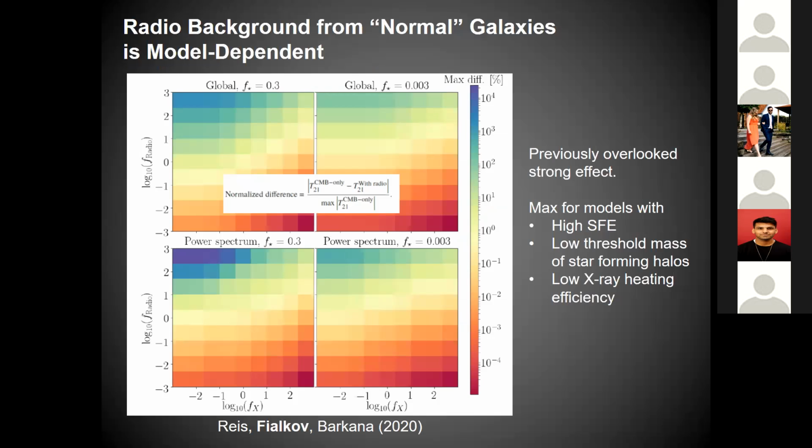So we varied the properties of sources and looked at what kind of populations can have important implications for this by imprinting extra radio signals. And the models in which the signatures are high have high star formation efficiencies, low minimum mass of star forming halos, and also low X-ray efficiencies. So for such models, we find that even a radio of 1 to 10 would create about a 10% effect in the power spectrum and the global signal.